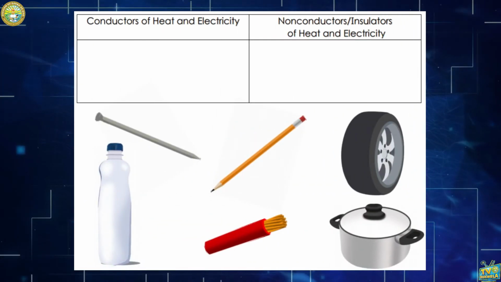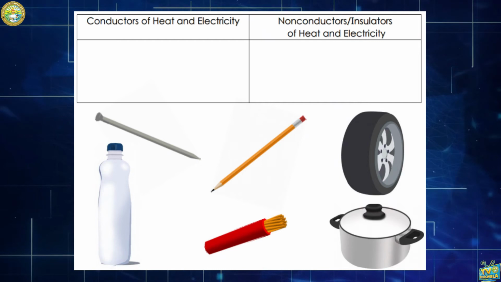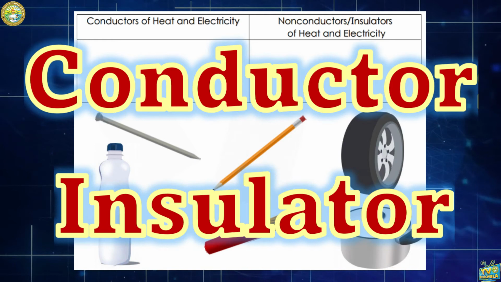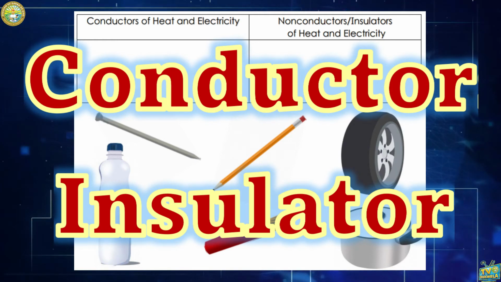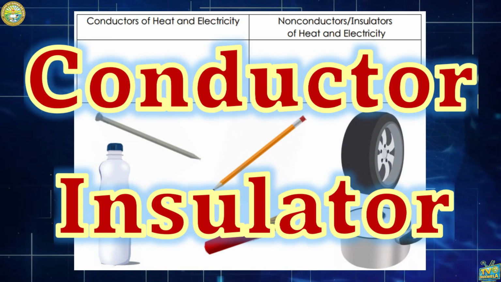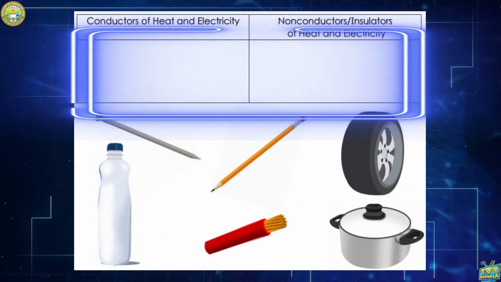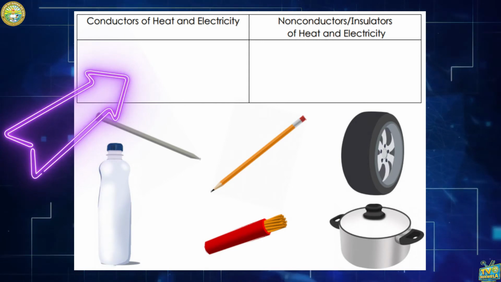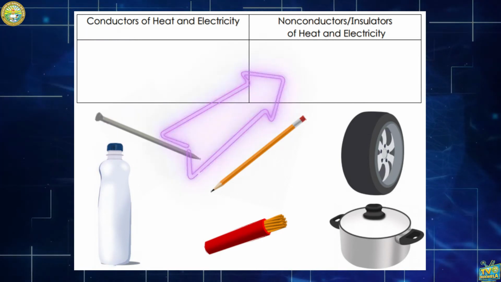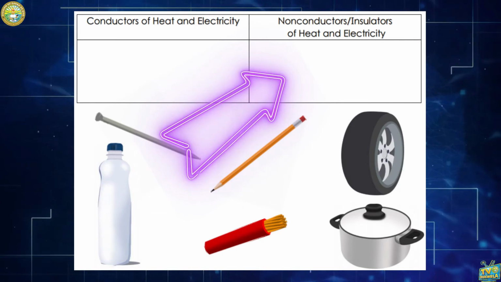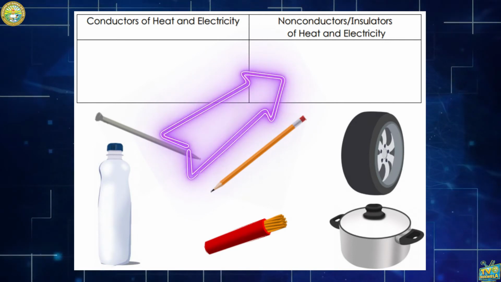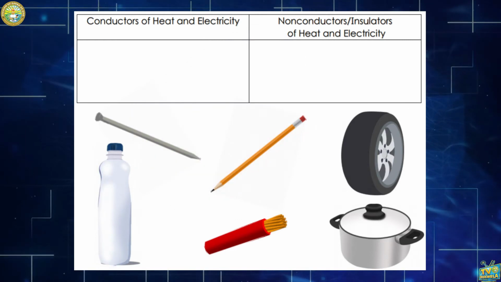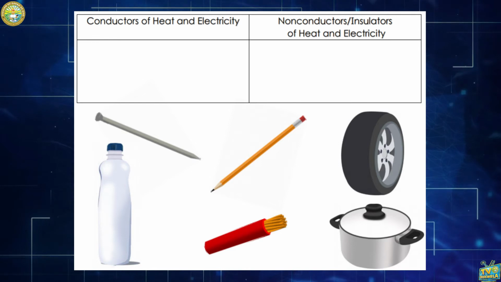Based on the pictures below, classify the objects as conductor or as insulator of heat by enlisting their names in the correct column. There are 2 columns. The first column is for conductors of heat and electricity. The second column is for non-conductors or insulators of heat and electricity. But we will identify the pictures first.